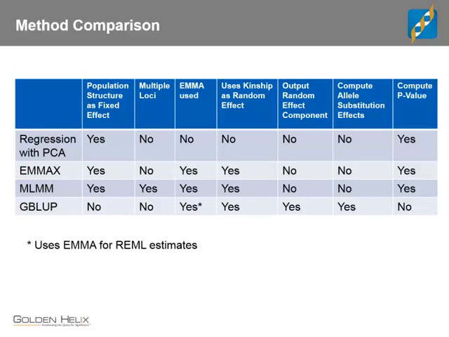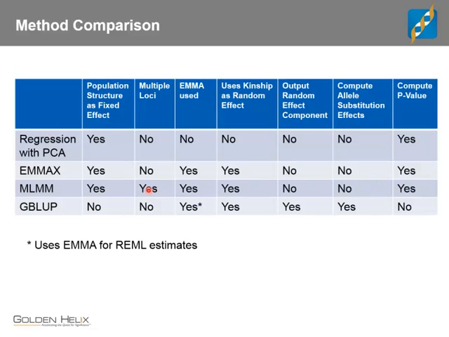If we compare the methods by what they have in common and how they differ, regression with PCA can include population structure as fixed effects and reports the p-value as well as other regression results. EmmaX can include population structure as fixed effects, uses Emma for variance component estimates, includes a kinship component as a random effect, and can compute a p-value for the regression models.